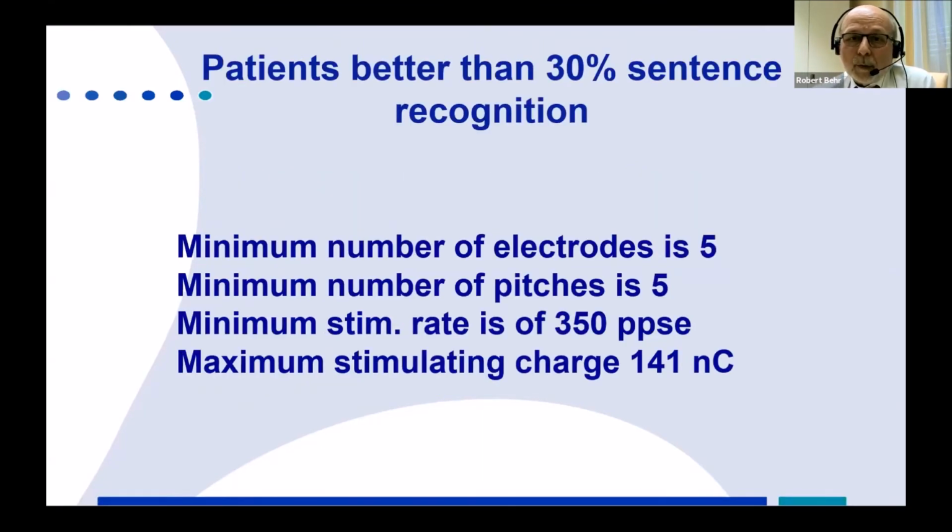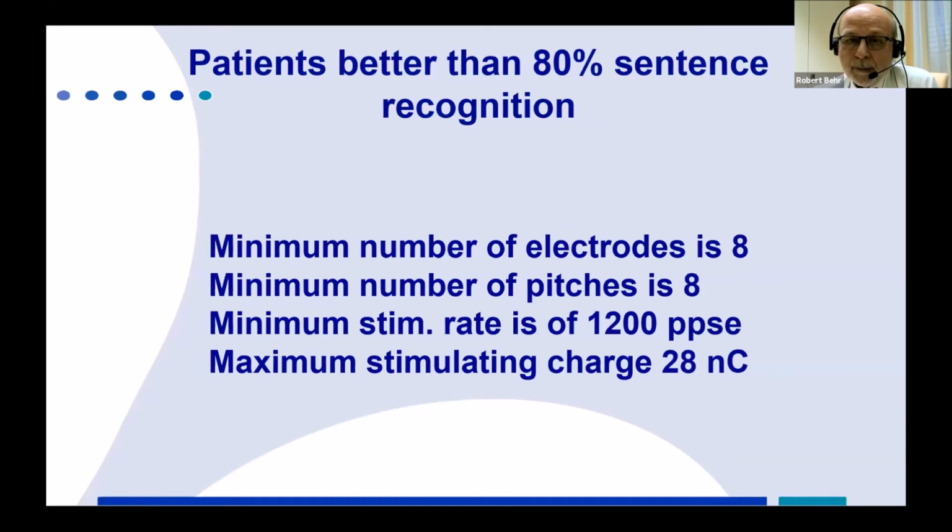So what we found was that patients better than 30% of sentence recognition had a minimum number of 5 active electrodes and a minimum number of 5 different pitches. And the stimulation rate was 350 pulses per second, and the maximum stimulation charge 141 nanocoulomb. This is for those patients who had better than 30% of sentences. But we had also patients better than 80% of sentence recognition. And in those patients, we found that there is a minimum number of 8 electrodes, a minimum number of pitches, of course, also of 8.